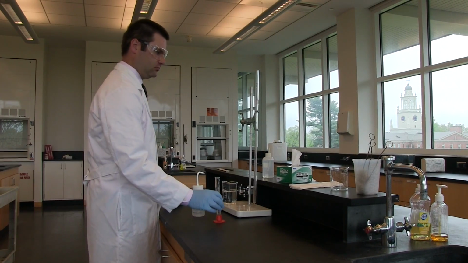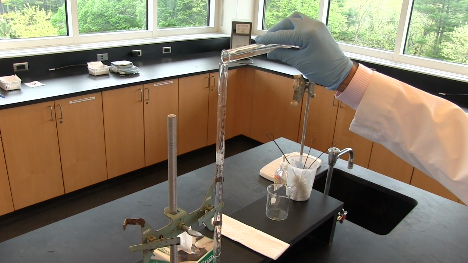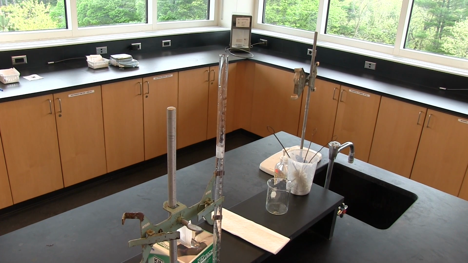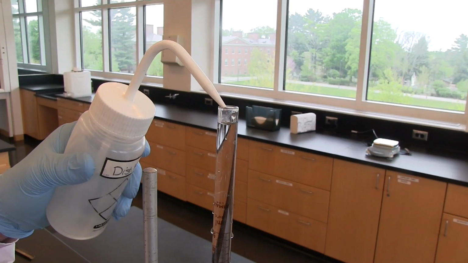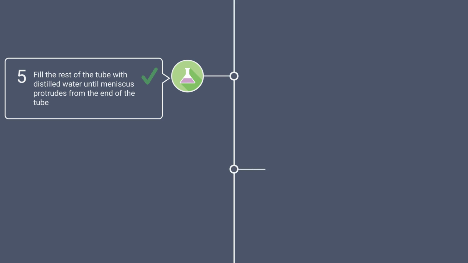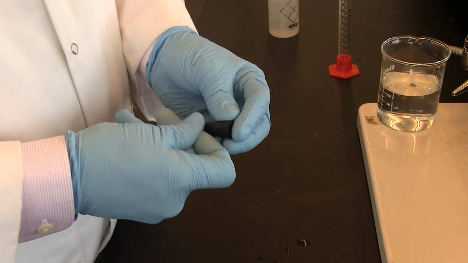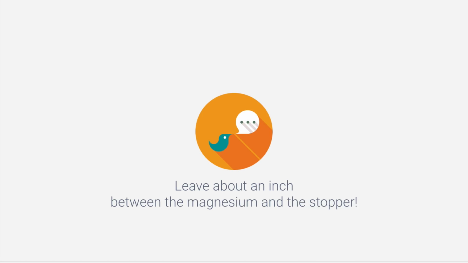So now that we have our 10 milliliters, pour it carefully into the eudiometer. Next, fill the rest of the tube with distilled water, leaving yourself what I think is a pretty cool looking meniscus that protrudes at the top. Now you're going to thread the copper wire you wrapped around the magnesium through a stopper. Make sure you leave about an inch between the magnesium and the stopper, so your final should look like this.